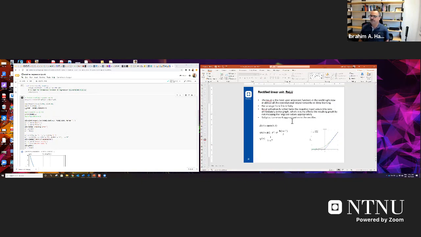So it's not mapping the negative values, and that's a disadvantage as well. All negative values will be squashed into 0. And in fact, we can approximate it using a softplus. The softplus is a smooth approximation to the rectifier.